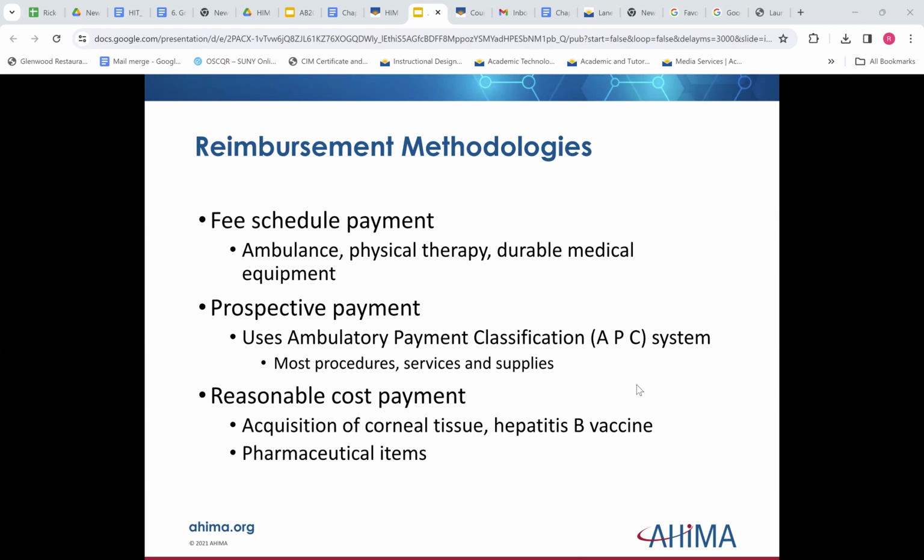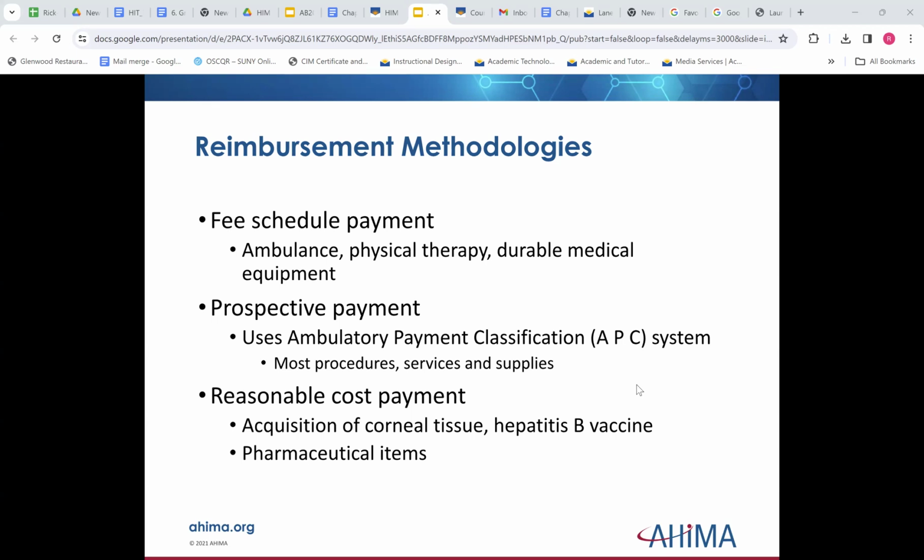The fee schedule. You have an ambulance ride from somewhere to Riverbend Hospital or what have you. There is a fee based on miles or what have you, based on time for physical therapy. If you're using oxygen, there's a bill for that. We also use, kind of similar to inpatient hospital MSDRGs, another classification, and this is called APCs, or ambulatory payment classifications. And then finally, we have reasonable cost.